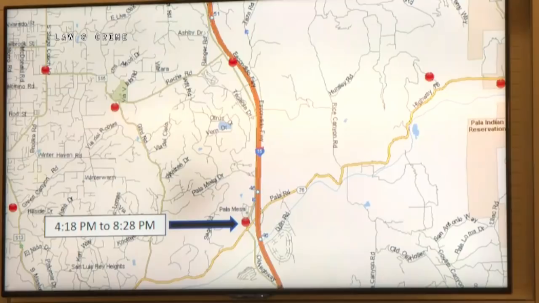Just for consistency's sake, can you draw a circle and an R on that one too, so we have a point of reference? And that's the approximate area of the victim's residence in relation to that cell tower being logged from 4:18 to 8:28. Is that correct? Yes, sir.